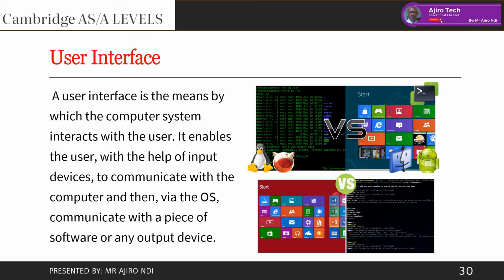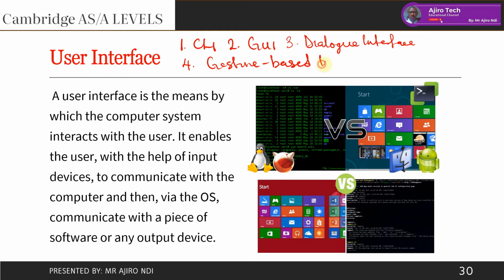So there are four major interfaces here. Let's look at them. One, we have the CLI, which is the command line interface. Two, we have the GUI, which is the graphical user interface. Three, we have the dialogue interface. Four, we have the gesture based interface.